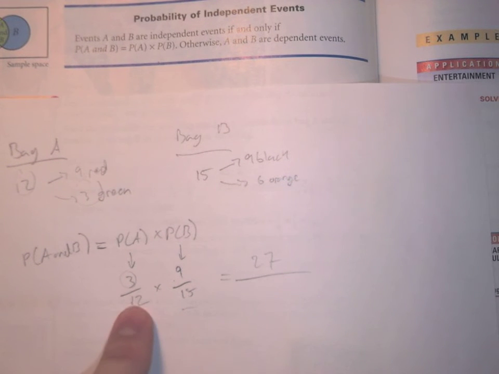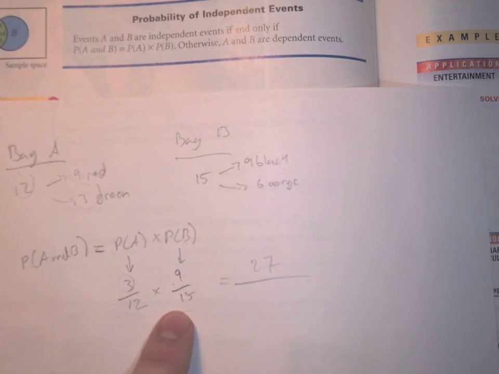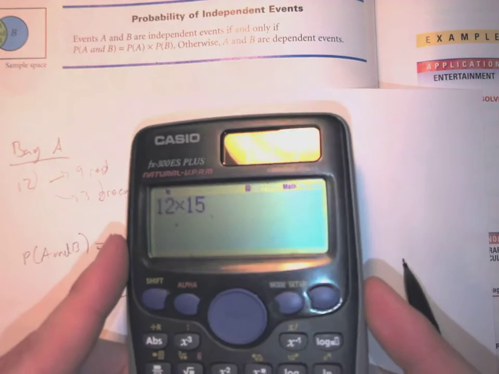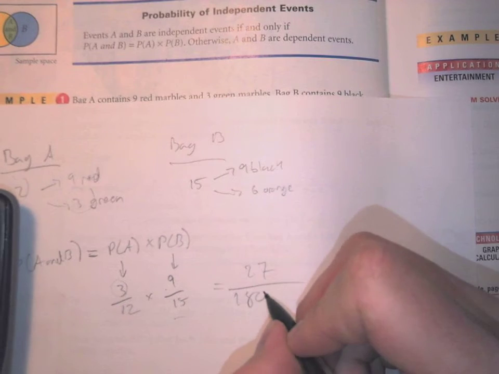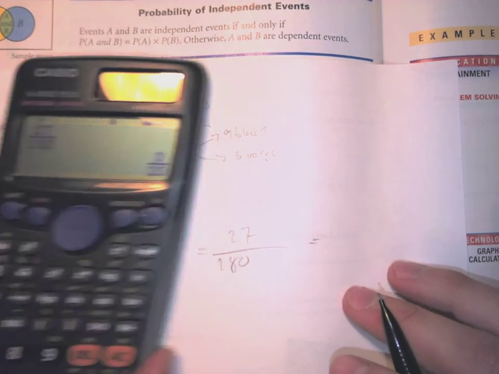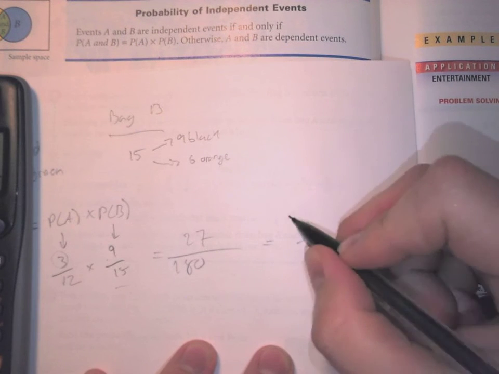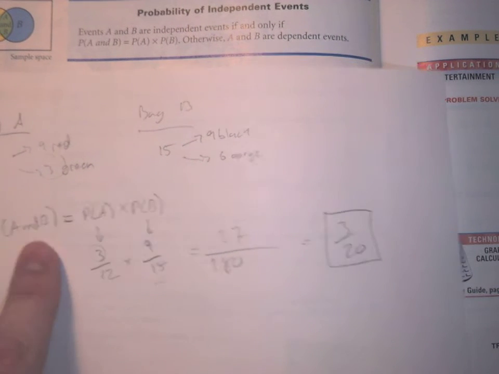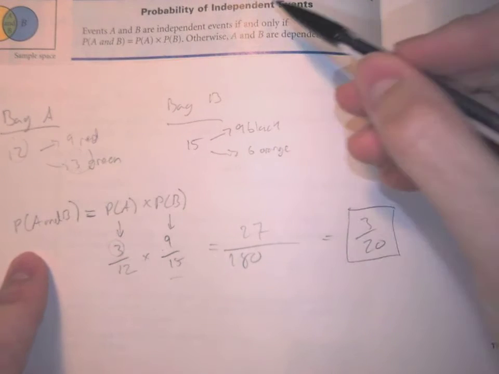Okay, well, how many ways are there to just draw a marble from bag A? Any marble. There's 12. How many ways are there to draw a marble from bag B? Well, there's 15. So how many ways are there to draw a marble from bag A and then a marble from bag B? What are all the different outcomes? Well, that would just be 12 times 15, or 180. Okay, so what we have is 27 over 180. We'll write that as a fraction so we can simplify it. And that's going to be 3 over 20. Okay, so that's the probability of A and B happening because these are independent events.